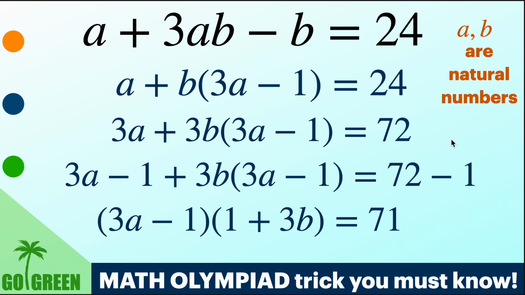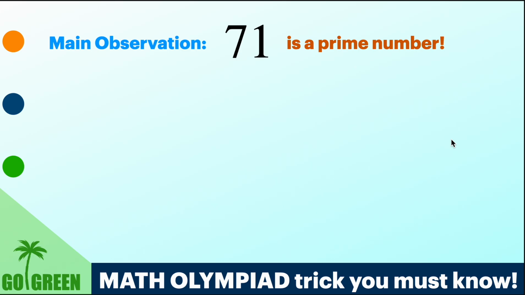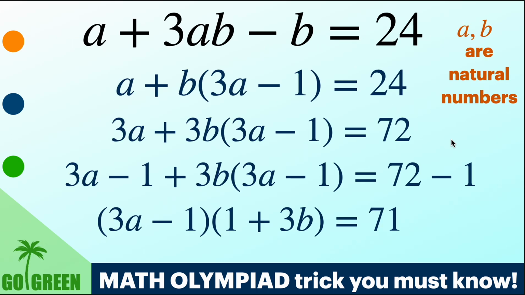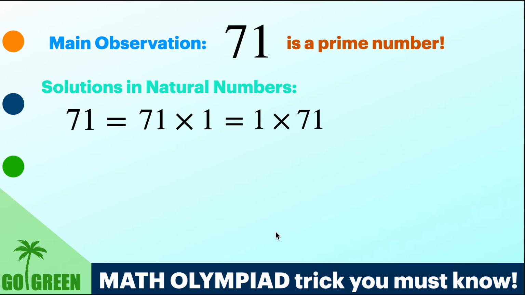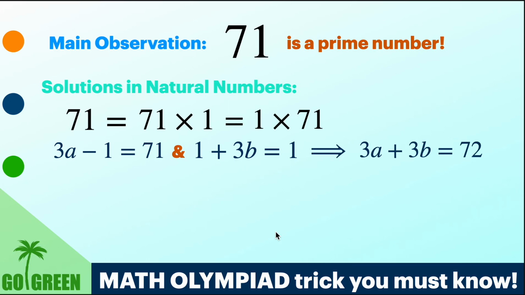So the main observation here is that 71 is a prime number. If you want to write 71 as a product of two natural numbers like this and this, what are the possibilities? Because 71 is a prime, if we are looking for solutions in natural numbers, then 71 can be written in just two ways, 71 times 1 and 1 times 71. Therefore, since 71 is (3a minus 1) into (1 plus 3b), then 3a minus 1 is 71 and 1 plus 3b equal to 1. In this case, just by adding these two equations, what you get is 3a plus 3b equals 72, and this gives a plus b equal to 24. Is it so? Okay.